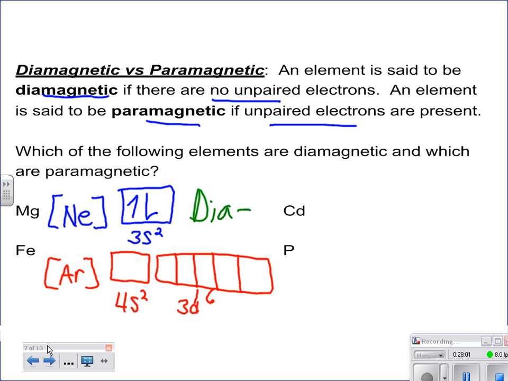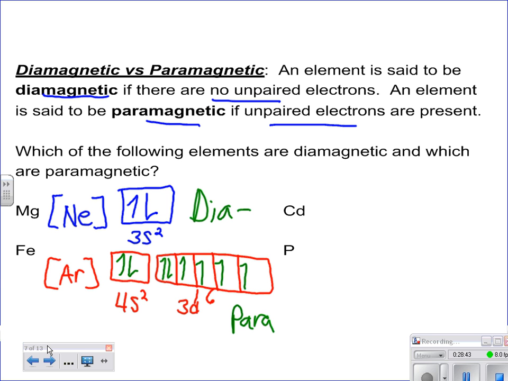In this case, we've got up, down. And then for our iron here, in the 3d, it's going to be up, up, up, up, up, down. Look at all those unpaired electrons just jumping out at you. So you know that this is going to be classified as paramagnetic. Okay, good. So what this means is that if it's paramagnetic, it's able to produce a magnetic field. I don't know that we hold you responsible for that, but that's what that means. And if it's diamagnetic, then it opposes a magnetic field.